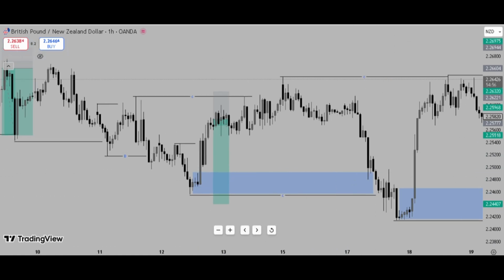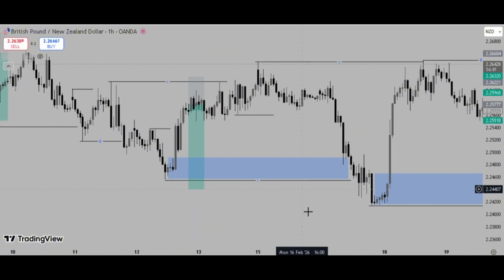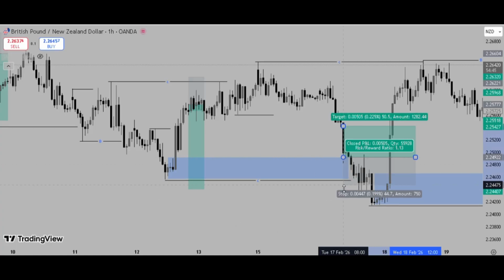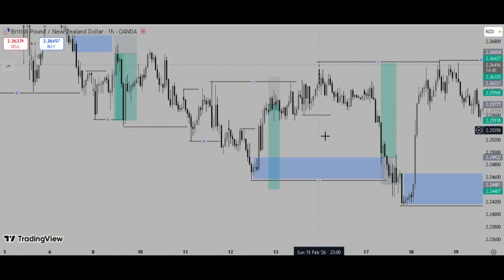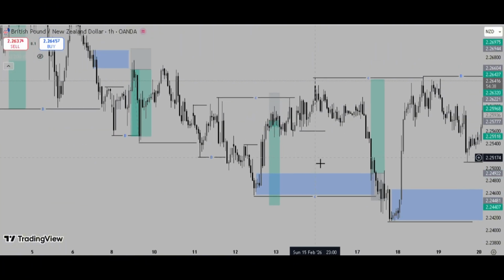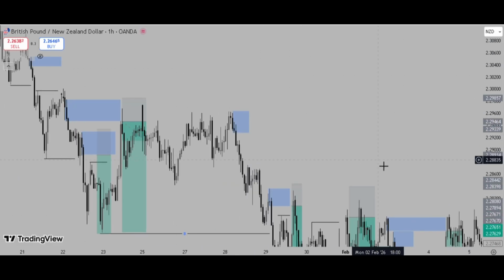And because this level will serve as my inducement, because change of character has happened, this will serve as my extreme POI, and I will also lose 1% here. Remember, the higher time frame POI is telling us to start selling from here. You can see from here we've been selling.